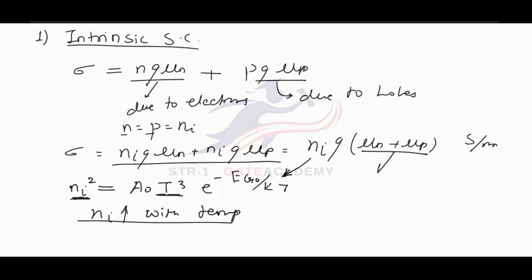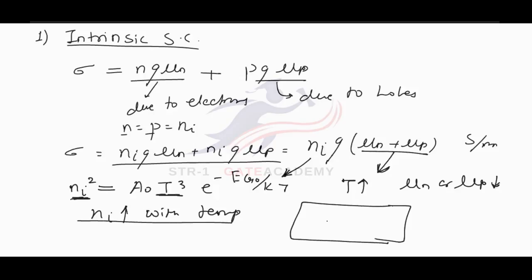Number 2, mobility. Charge of carrier will always be constant, but mobility of charge carrier is affected by the temperature. Simply keep one thing in mind: if temperature increases, the mobility of charge carriers mu n or mu p decreases. This decrement is because in the material, if these are the atoms and these are the charge carriers which are moving, then with increase in temperature these atoms start vibrating.